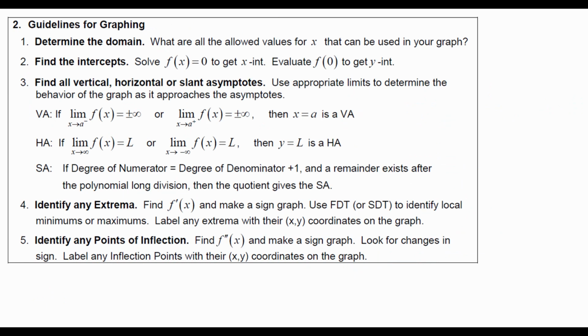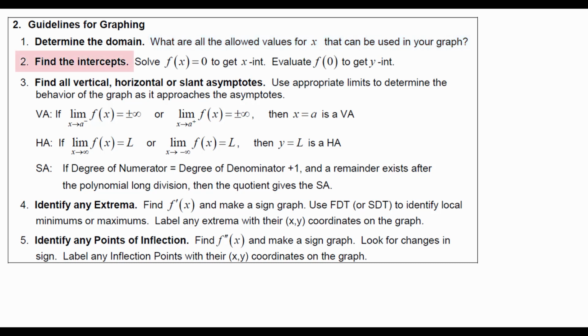Now that we know how to find all asymptotes, let's go ahead and do the curve sketching. And here are the guidelines for graphing. First of all, when you are given a function, determine the domain of this function so that you know what are all the allowed values for x that can be used in your graph.